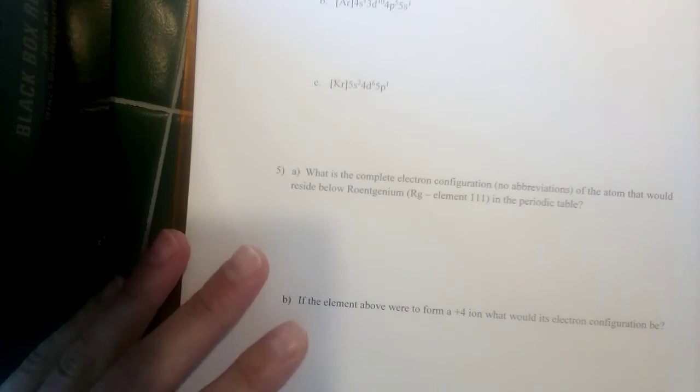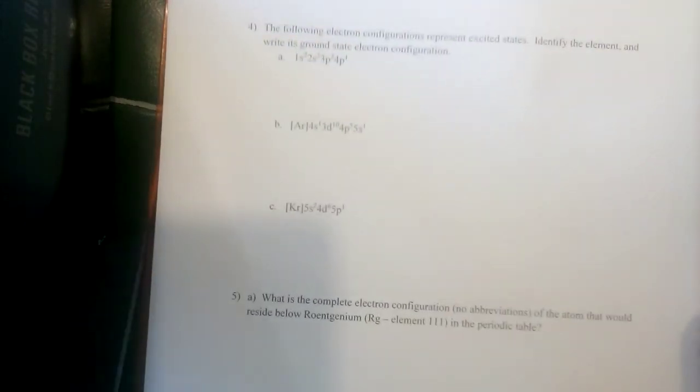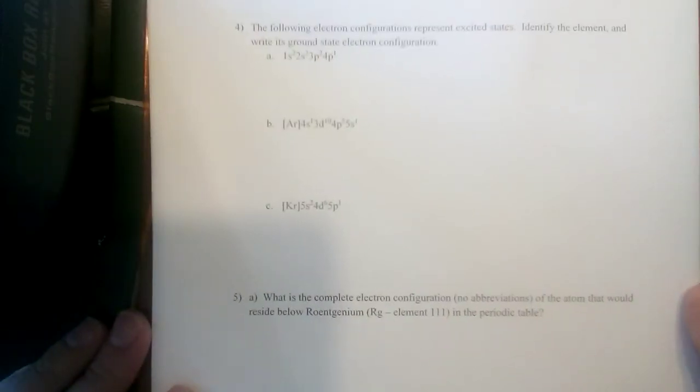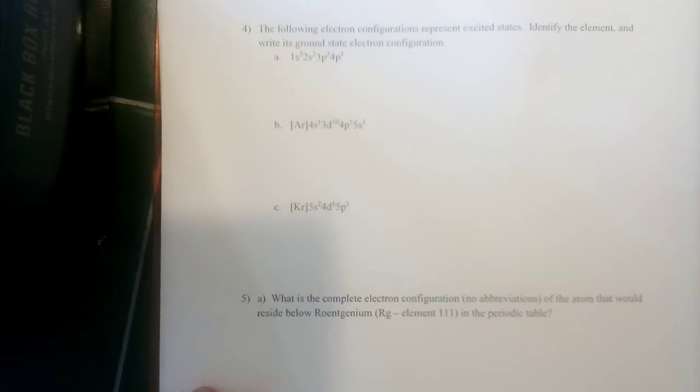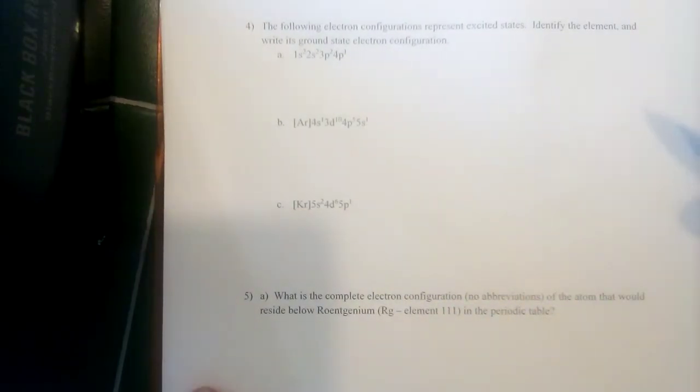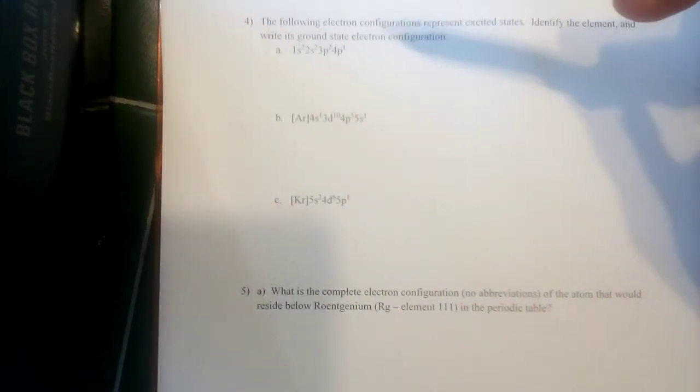Okay, moving on to the second page here of the practice exam, practice version for exam 3. We've got another question here kind of relating to electron configurations, right? Not quite exactly quantum numbers this time, but the following electron configurations represent excited states.